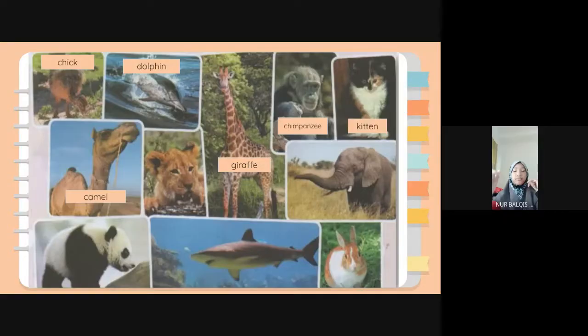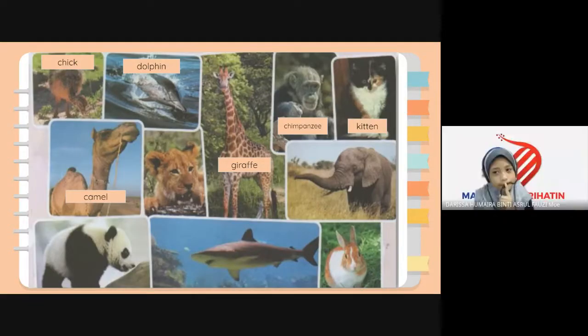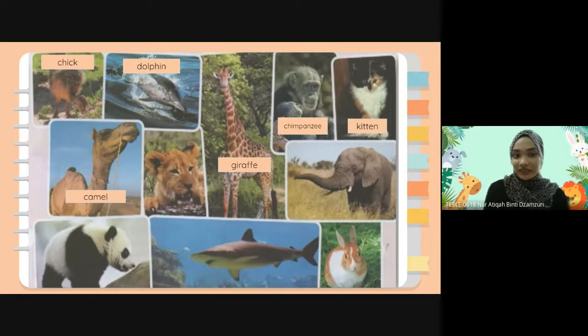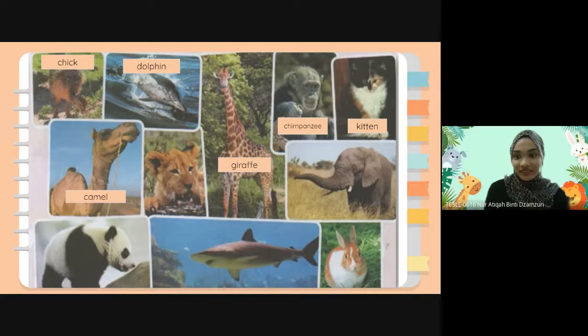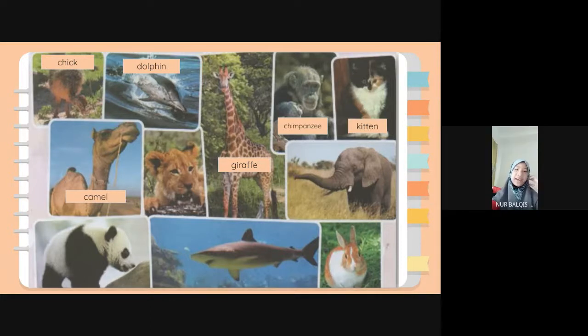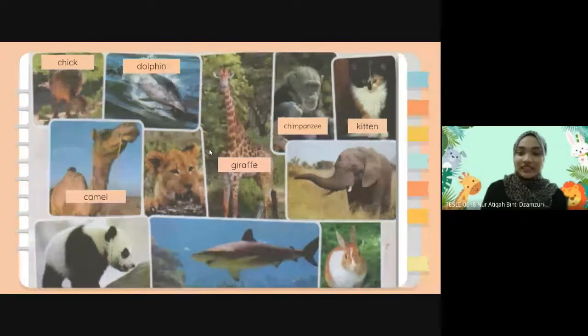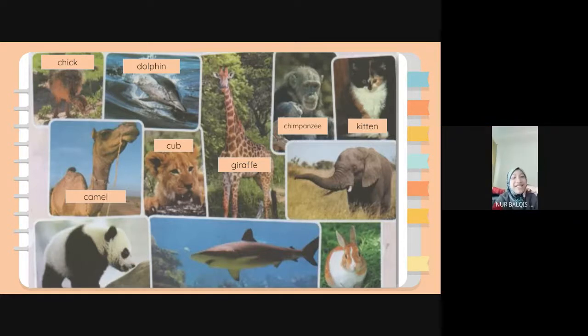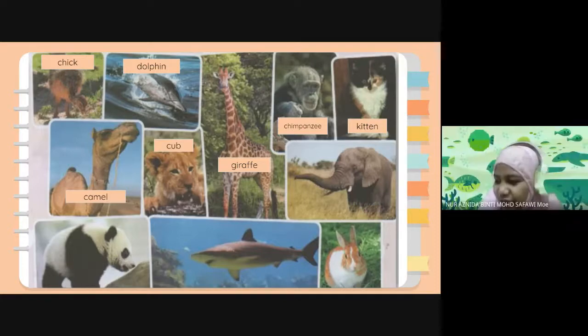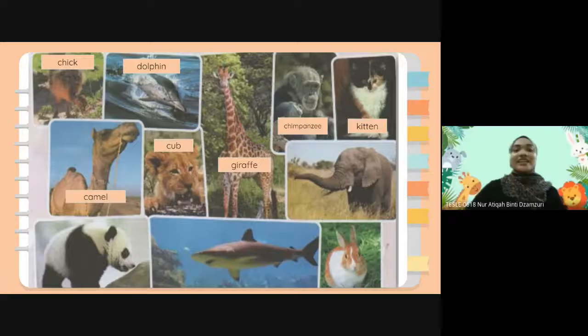Okay, sebelah camel, what is that? Tiger. Lion. What did I say just now? Anak singa kita panggil apa? Lion. Anak lain tu. Cub. Very good. Cub. Do you like the cub? Yes. Why do you like the cub? They're cute. Yes. Very good.